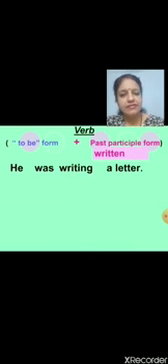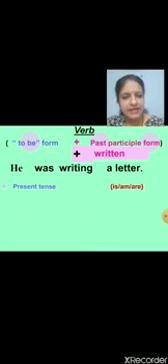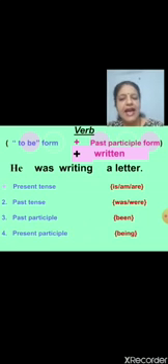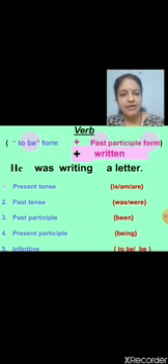What is the past participle form? Written. Correct. Now we need to find out which to be form verb will be used along with the past participle form, that is written in this example. So for that we need to go back to the to be form table. Present tense, it is is, am or are. Past tense, it is was or were. In past participle, it is been. Present participle, it is being. And in infinitive, it is to be or be.